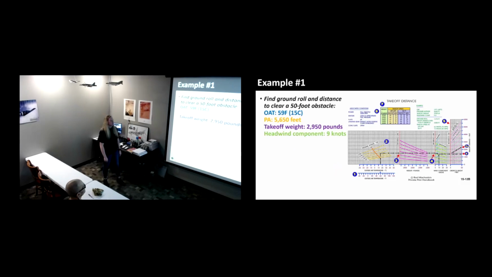All right. So you will be given figures like this on the test. It'll be like, okay, you have this temperature, this pressure altitude, this is your weight, and this is your headwind. How long is it going to take us to get off the ground? And it's going to give you a couple different numbers. Once again, they're not all going to be right around the same spot. They're going to be pretty spread out.